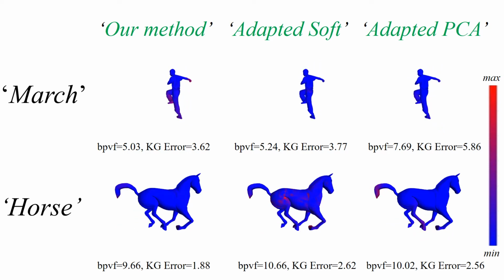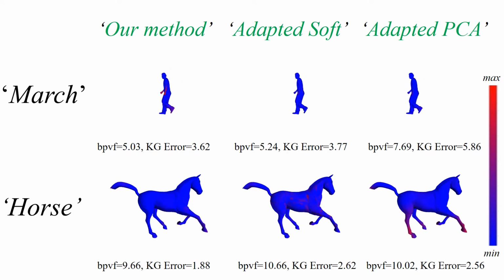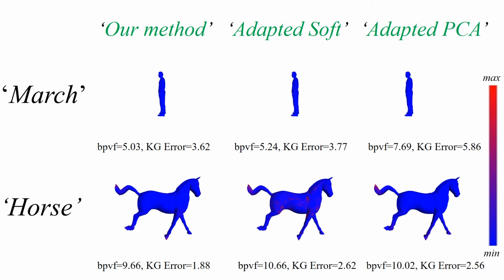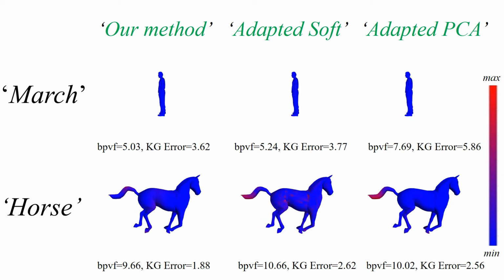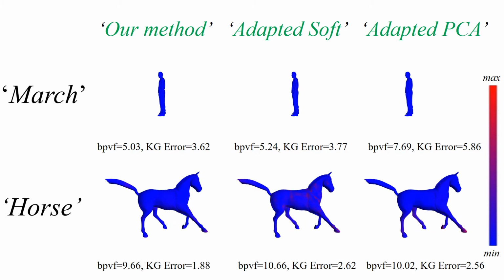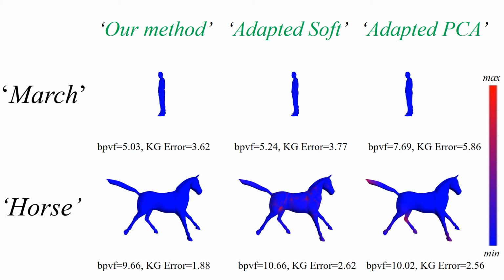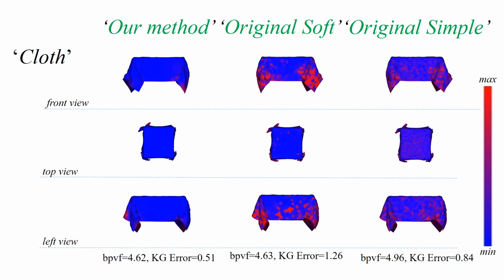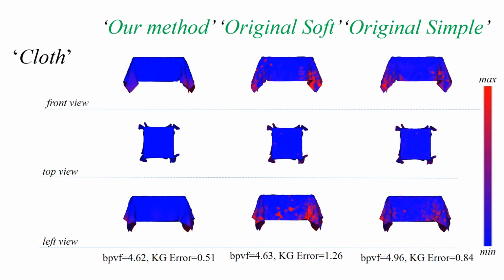For the adapted PCA method, high reconstruction errors occur in the regions of vertices with rapid movements. By comparing to the offline methods with the cloth data, the original SOFT method behaves with similar symptoms as the adapted SOFT method. The original SIMPLE returns high reconstruction errors on the tabletop region because this method groups the vertex trajectories based on the entire mesh sequence.